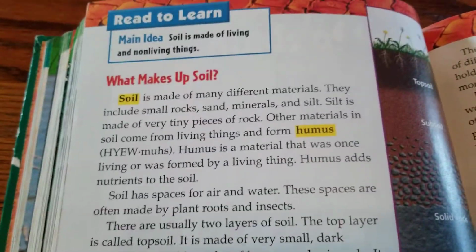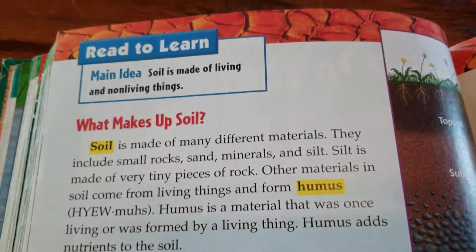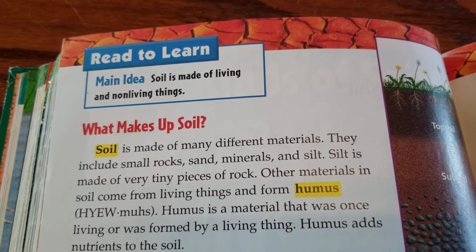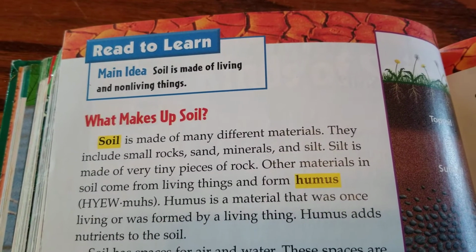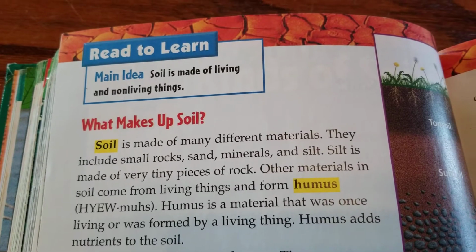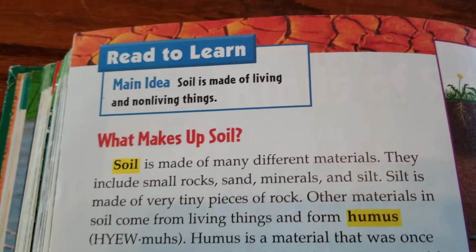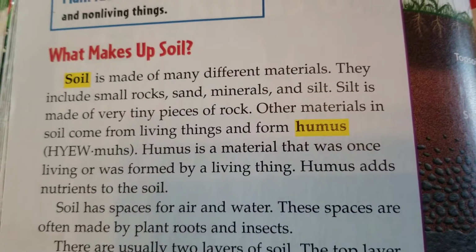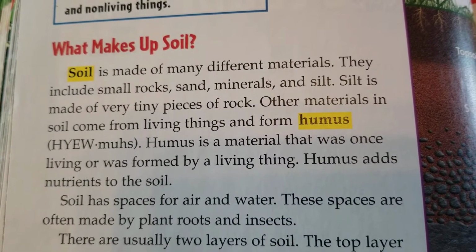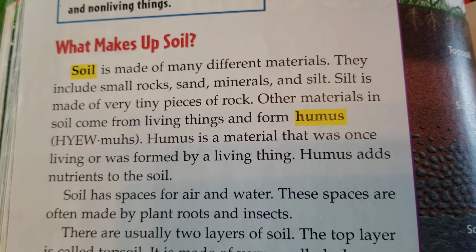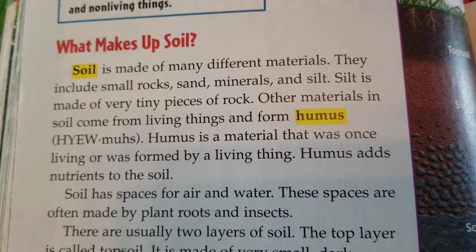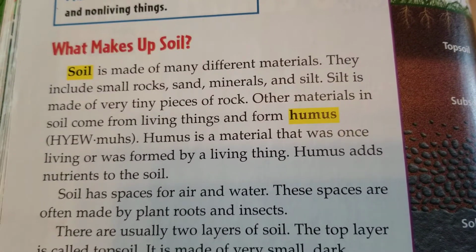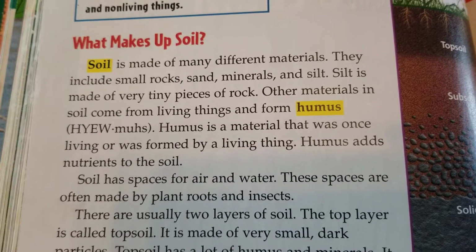And so I'm going to start on C14. You're welcome to follow along with me. I wish that you would. The main idea here is that soil is made of living and non living things. What makes up soil? Soil is made of many different materials. They include small rocks, sand, minerals, and silt. Silt is made of very tiny pieces of rock.